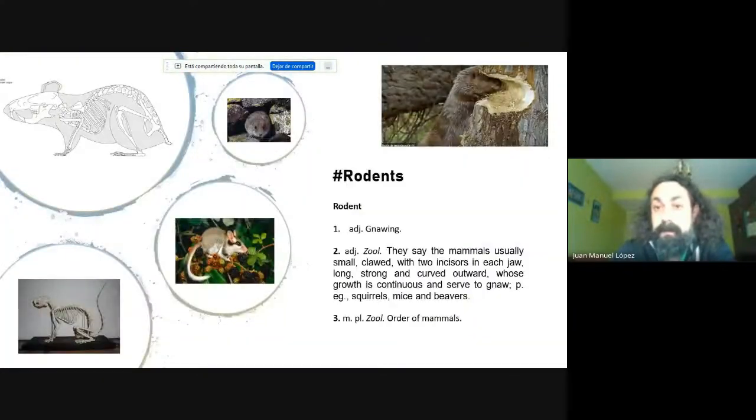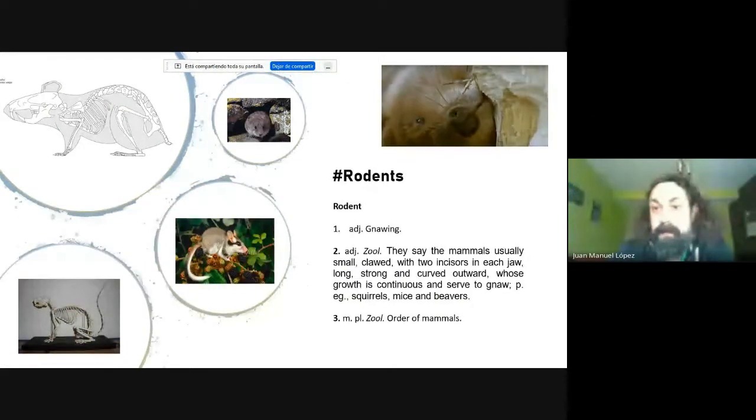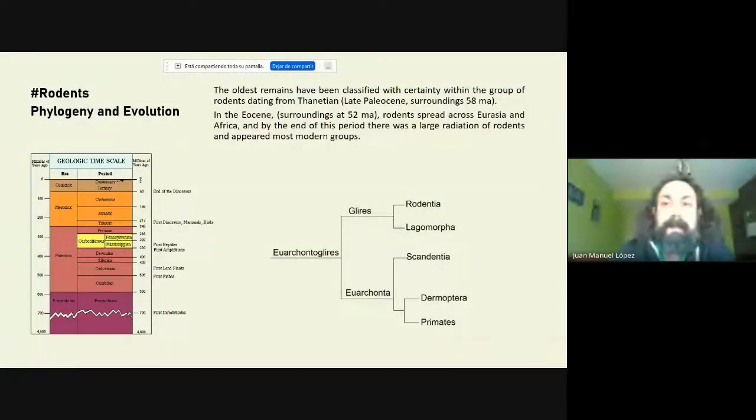Here there is a beaver eating a tree. These rodents, the oldest fossil we found in Africa, is 52 million years ago, more or less, in the late Pliocene, sorry. And here, more or less, the simplified phylogeny of these species.